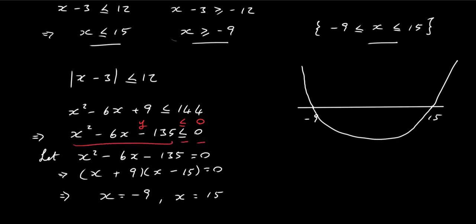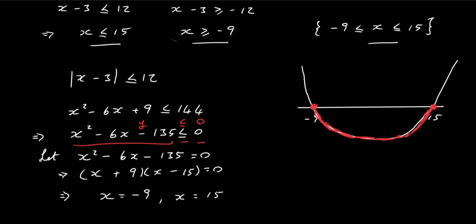So in other words, what I'm going to do is put a circle here and a circle here at the roots. Because it's less than or equal to, I'm going to fill in these two circles because it can be equal to minus 9 and equal to 15. And I want all my y values to be less than or equal to 0, so to be negative. So down here, I'm going to fill in this part of the graph here.